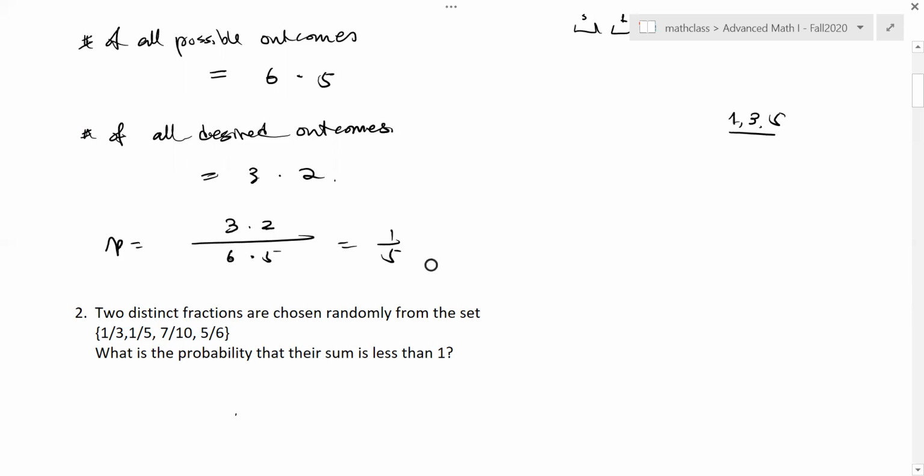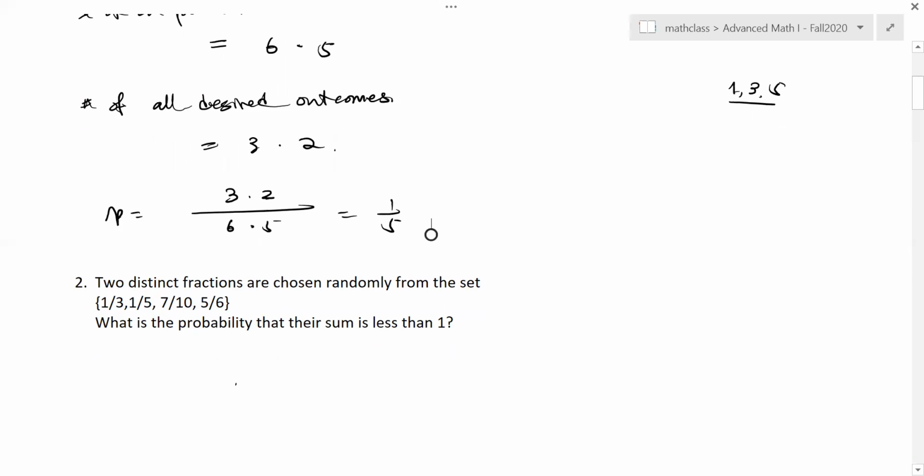All right, let's take a look at the next one. 2 distinct fractions are chosen randomly from the set of 4 fractions. What is the probability that the sum is less than 1?